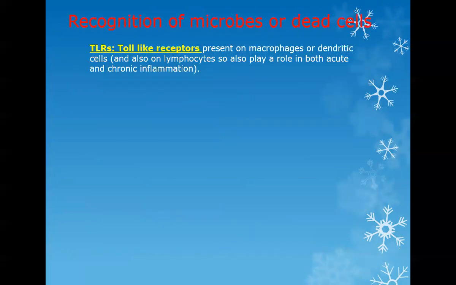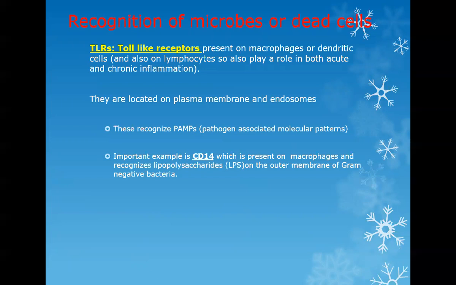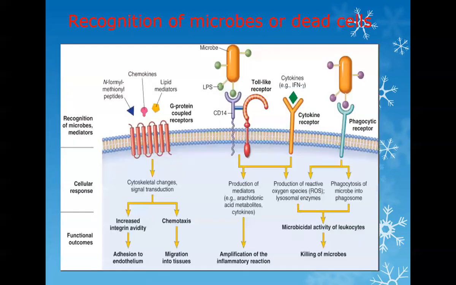So how does it kill? They have a receptor called the toll-like receptor, which is present in every neutrophil or every white cell. They recognize the PAMP, which is pathogen associated molecular patterns. So which recognizes lipopolysaccharide? This is CD14. So how does it act? Just look at it. This is CD14.